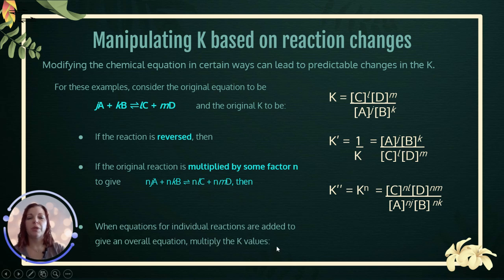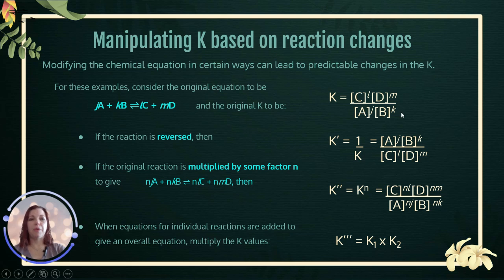When equations for individual reactions are added to give you an overall equation, we multiply the K values. And so that looks like that. And that's, again, because what we've done there is we've taken reactants and products for 2 individual reactions, and now they're combined. And so by having a K expression for the one and a K expression for the other, then we can just multiply those values together.